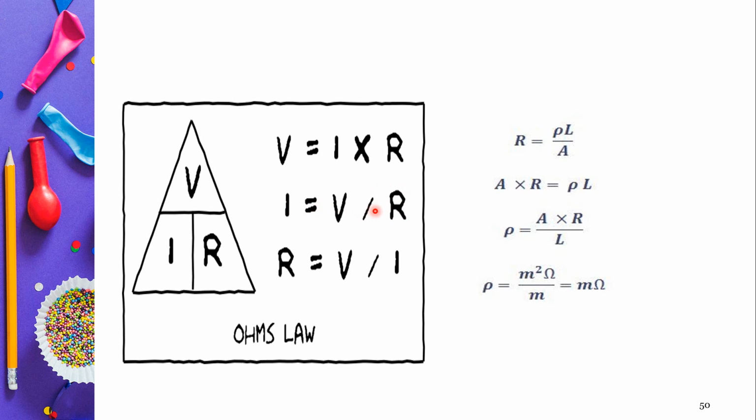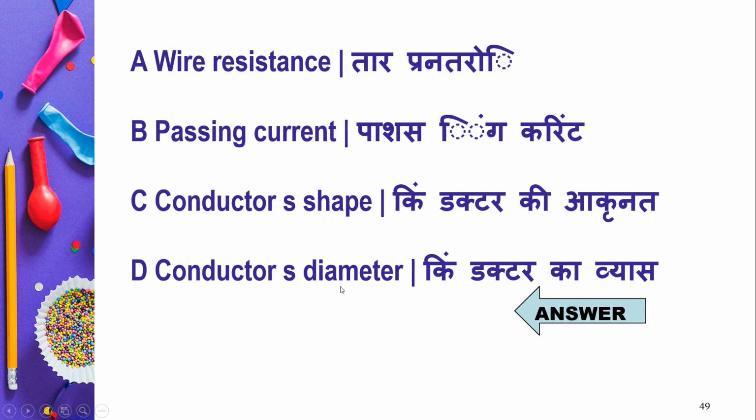In the formula I equals V divided by R, you put the value of 1 divided by R, which means A. So the formula becomes I equals V into A. Understand? So the current carrying capacity of the conductor, I, is directly proportional to A. What is A? The diameter of the wire. Therefore, the answer is conductor's diameter.